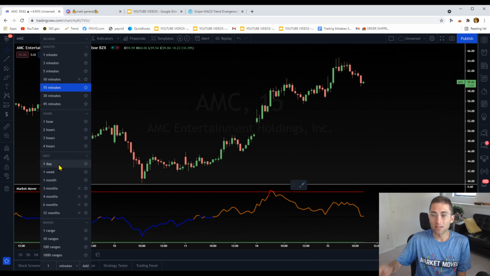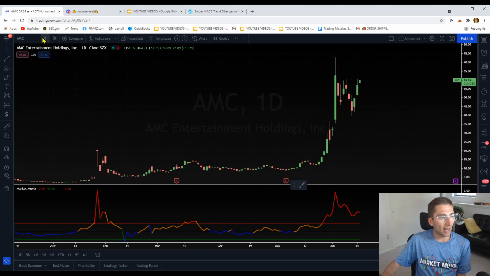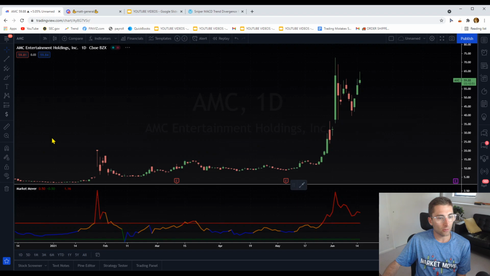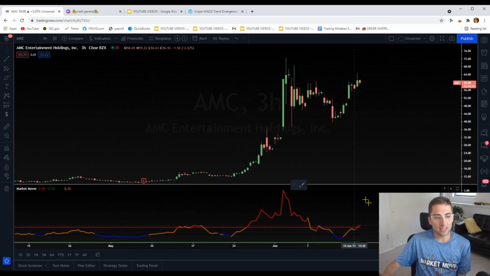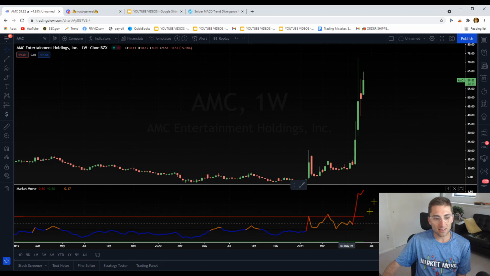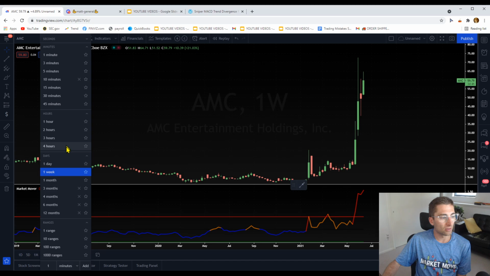So if I'm holding something for one day, I can look at the daily chart. If I am doing that, I can scale down two time frames, maybe three, and use this to find divergence. So the 3-hour and the weekly. Obviously the weekly won't show it because it's higher, but it shows the bigger picture too.